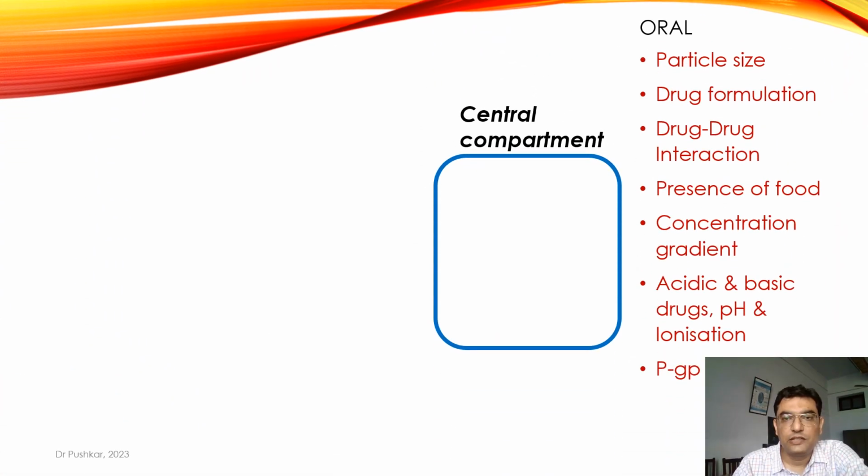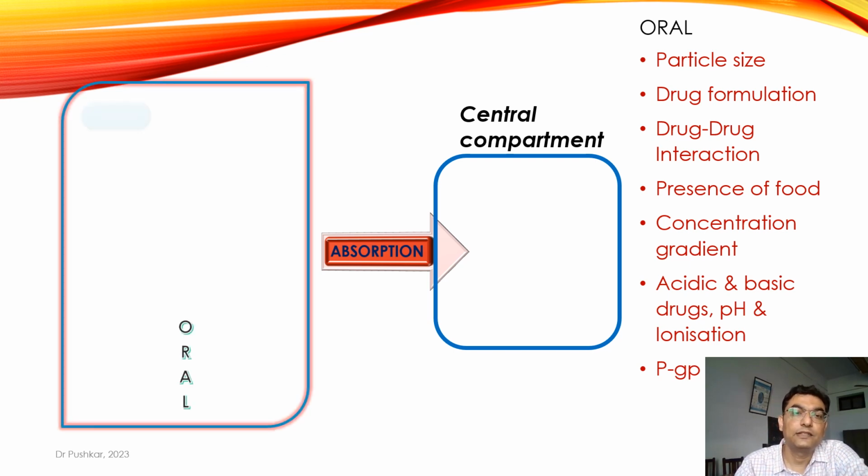So what are the various factors that affect absorption? The most common route we give a drug is the oral route. After a drug is given orally, it is absorbed into the central compartment, but before absorption there are various factors that affect it. What are these factors? First of all, the drug itself: its particle size and its formulation play a very important role in absorption. We will understand them.